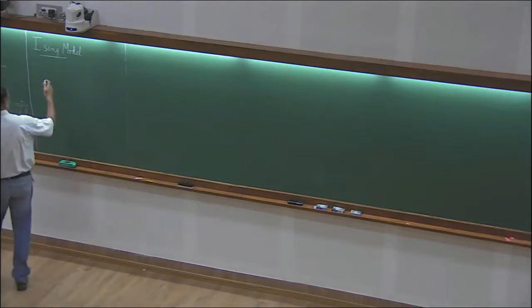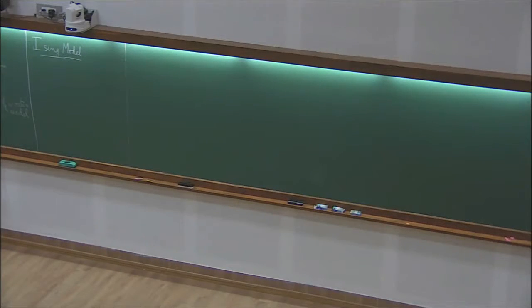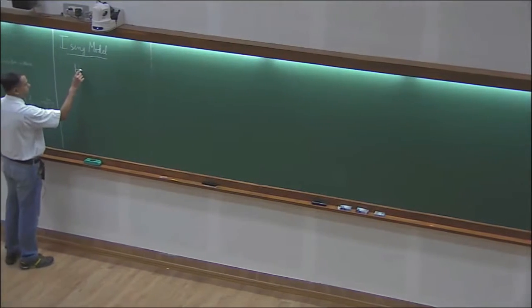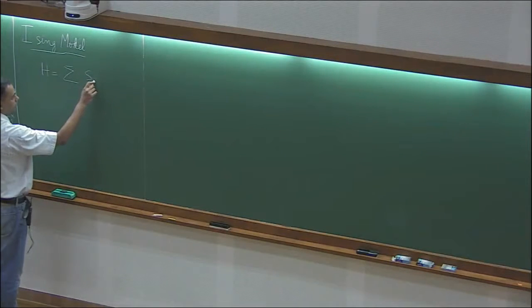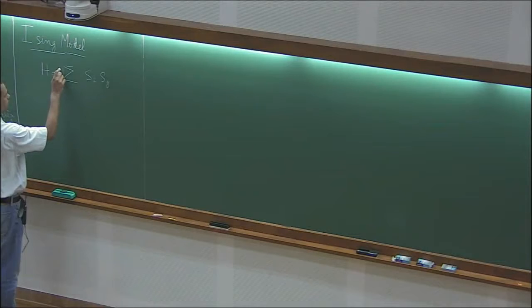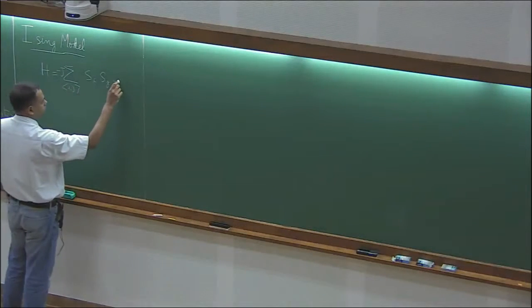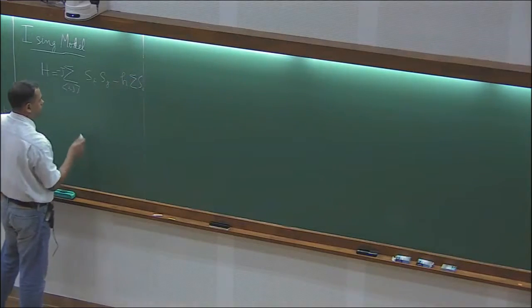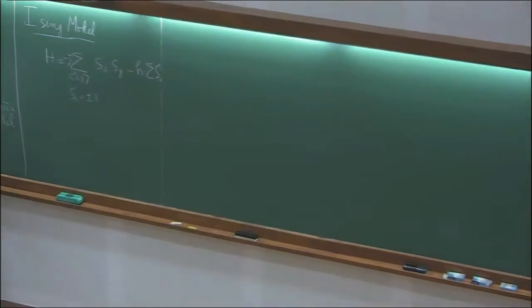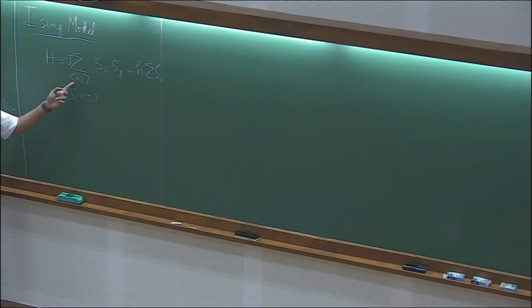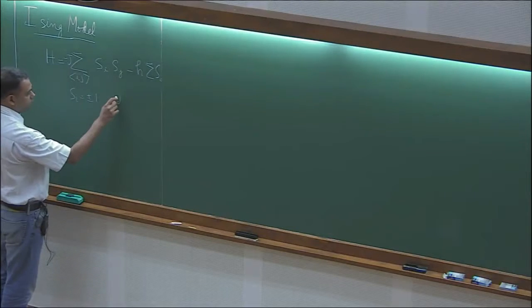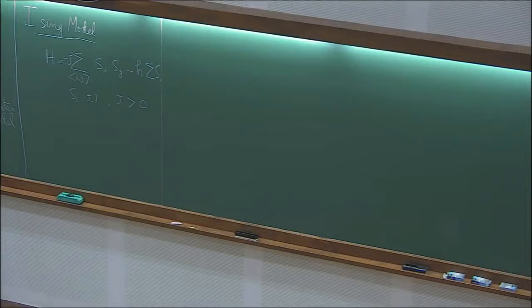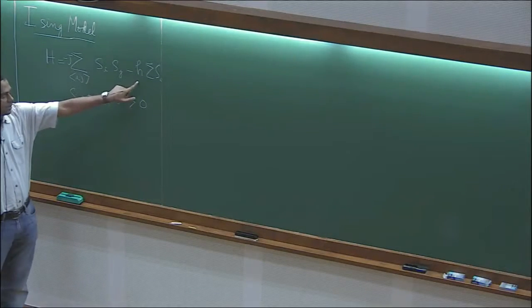So the Ising model is the paradigm for critical phenomena. The Hamiltonian is defined on a lattice. At each lattice site i, there's a spin variable S_i. It takes value plus 1 or minus 1. This notation stands for nearest neighbor. Nearest neighbor spins are coupled with a coupling constant J, which we'll take to be positive, so that if two spins align, the energy goes down. And then there's a magnetic field H that couples to the spin at each site, S_i.